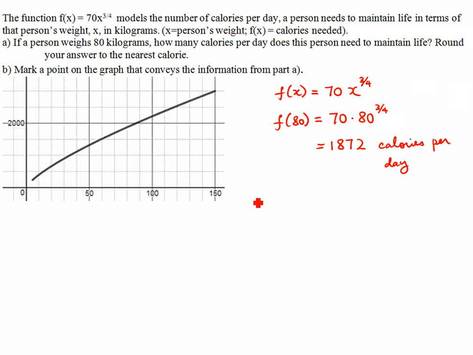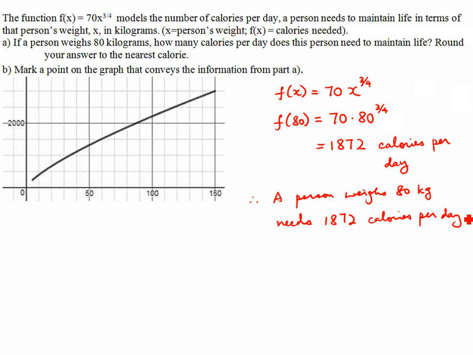Or to make it more clear, a person who weighs 80 kilograms needs 1,872 calories per day.